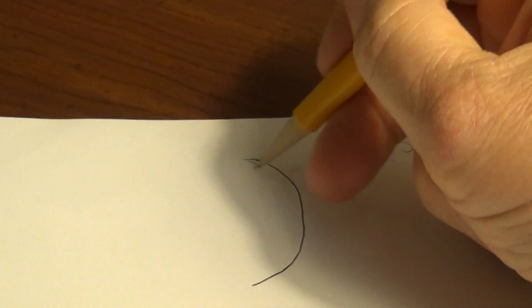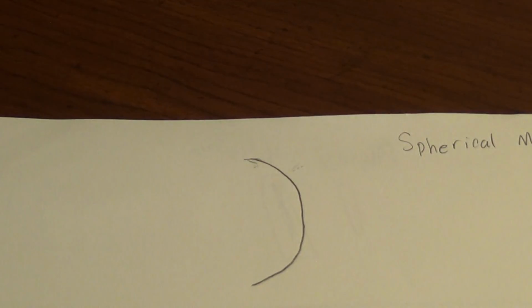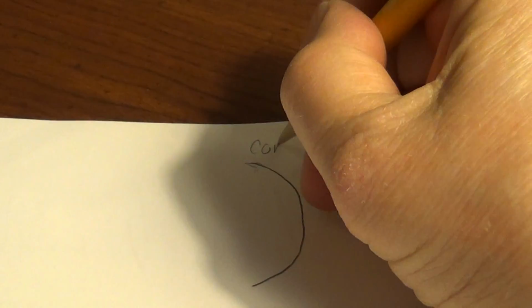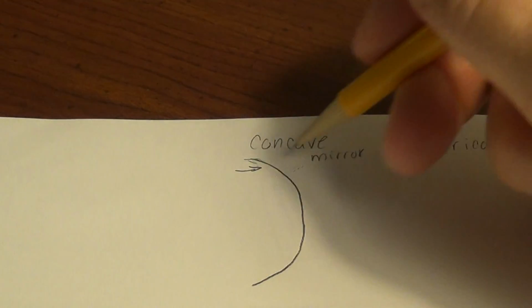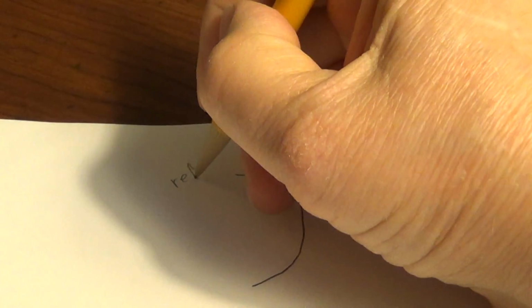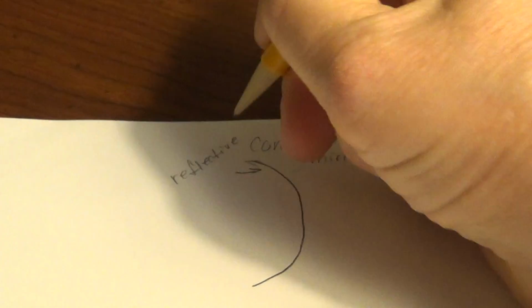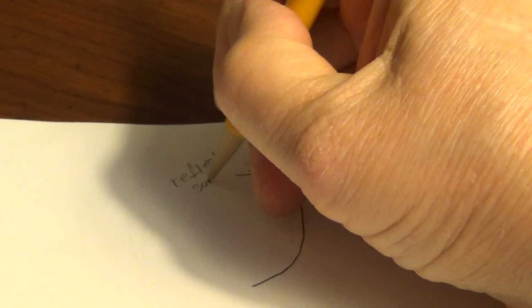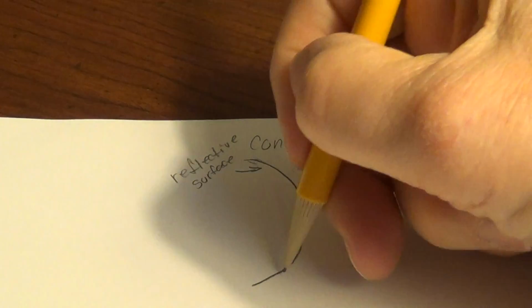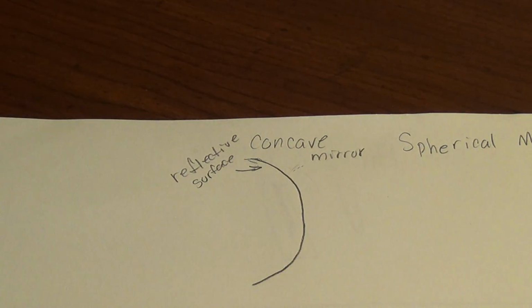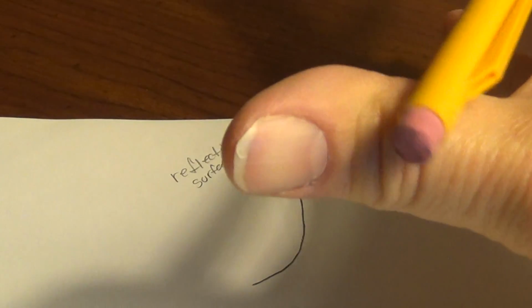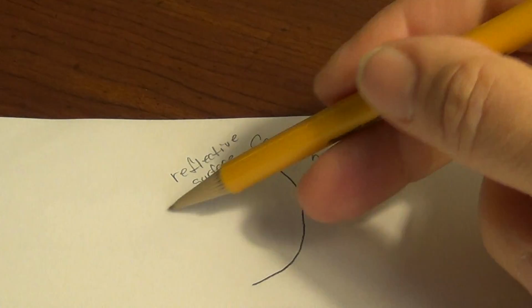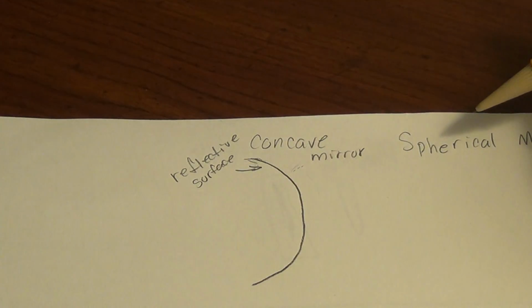When it's shaped like this, we call it a concave mirror. This is the reflective surface on this side. The other side, on this side of the line, is the non-reflective surface. And we call it concave because the reflective surface is forming a little cave that we can walk into.